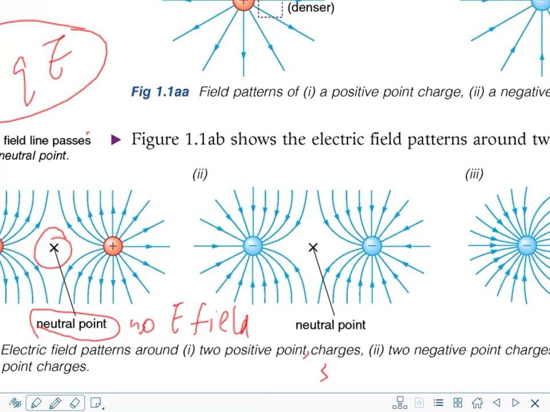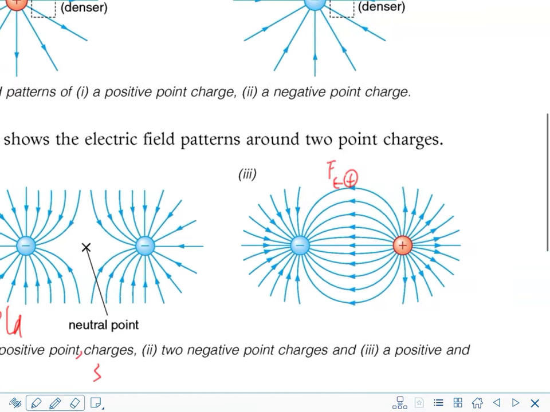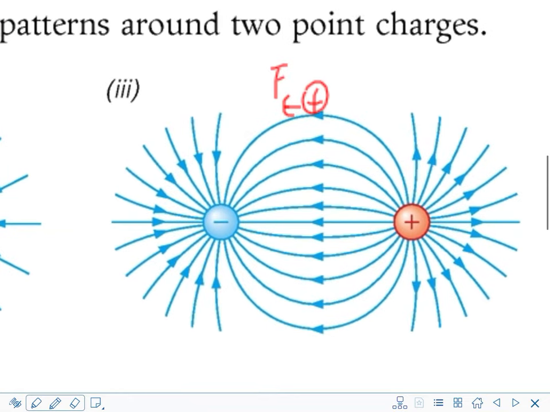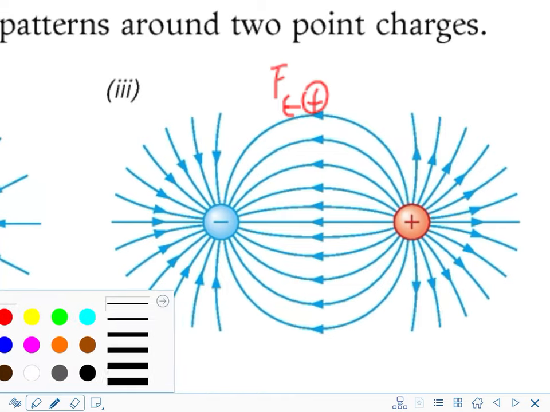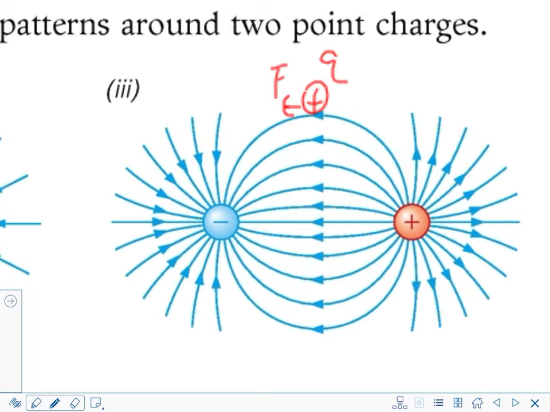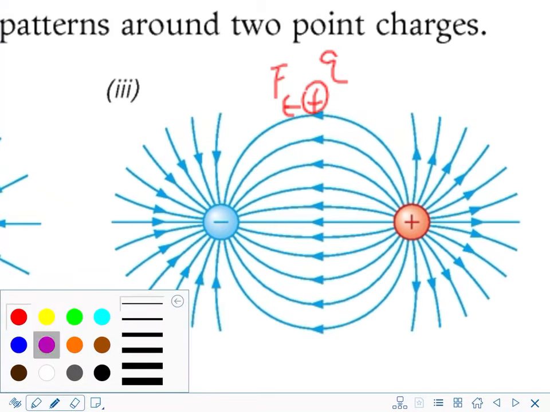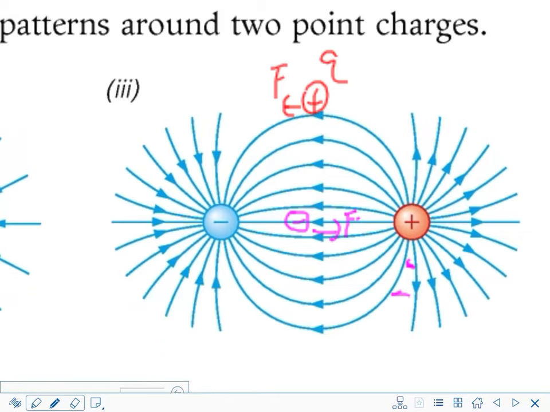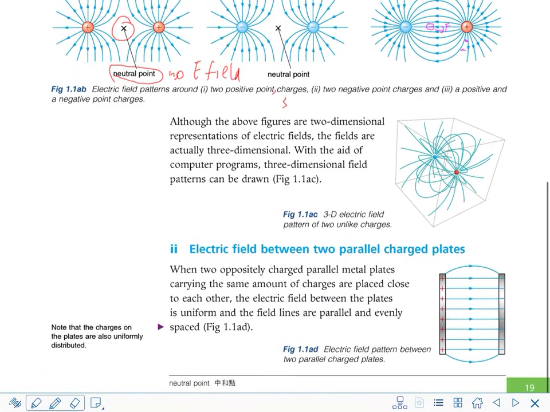So we can also find a neutral point if the two charges are both negatively charged. Okay, here one negatively charged and one positive charge, so we can find out an electric field pattern. If I put a small q here, we can determine the direction of the electric force. Okay, if I put a small q but a negative charge, the electric force has the opposite direction to the direction of the electric field.